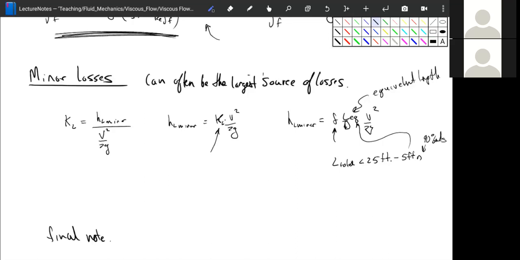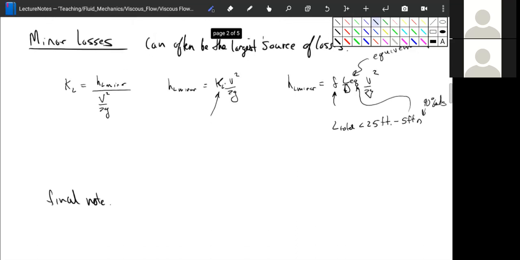That's really good to know. So that makes sense, right? Because each bend produces as many losses as 5 equivalent feet of sheet metal piping. Cool.